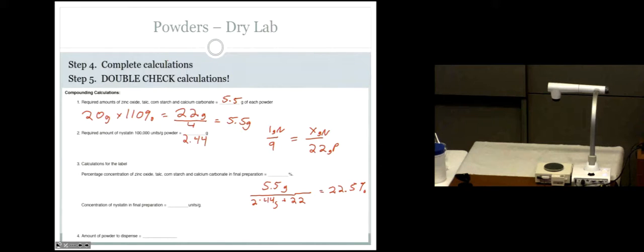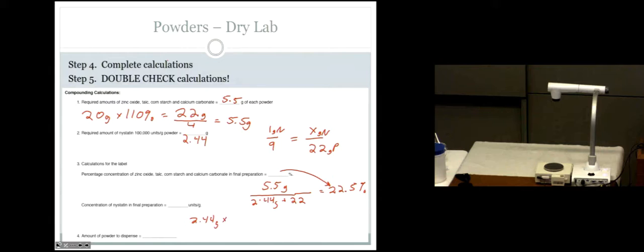22.5%. Is that what you guys got for the percent for each active ingredient, except for the nystatin, right? So nystatin is expressed in units, so we're going to have to do it differently than a percent. So let's do it for the nystatin, and so again, that's that one there. So let's do 2.44 grams, right?